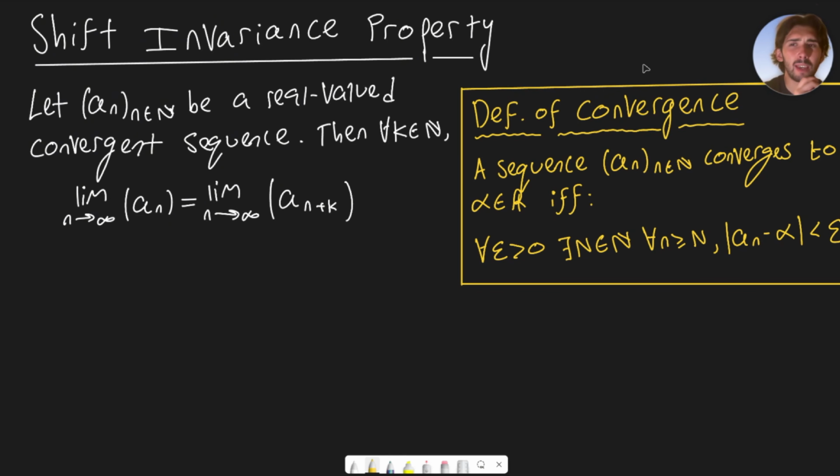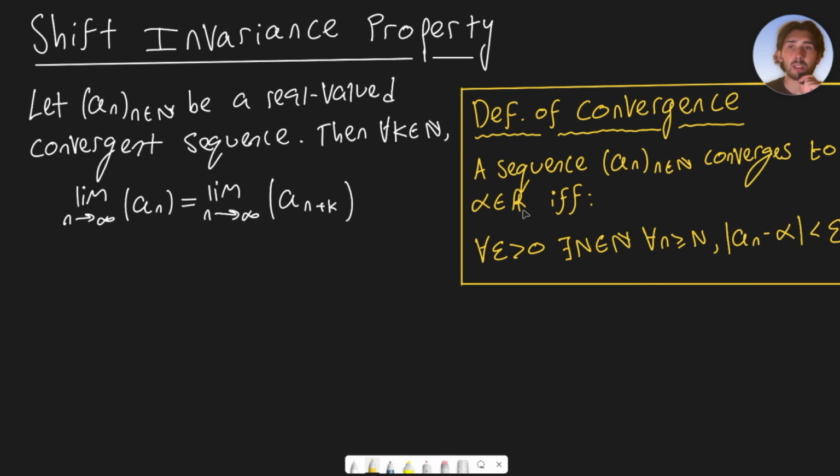We're looking at a very important, I would say underrated result in real analysis, and that is the so-called shift invariance property that we're going to look at right now. Let's also just remind ourselves what the definition of convergence is. It's written over here so we can see that.